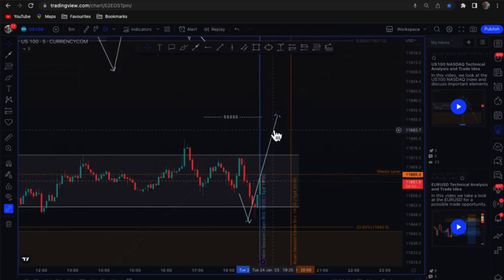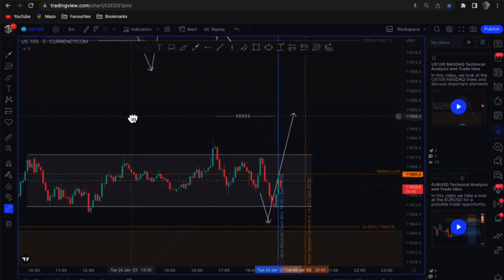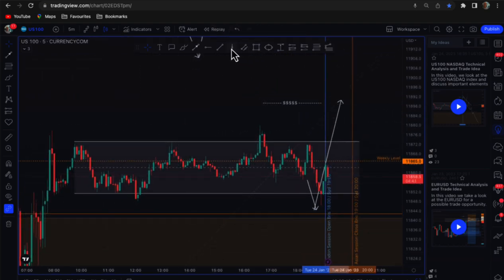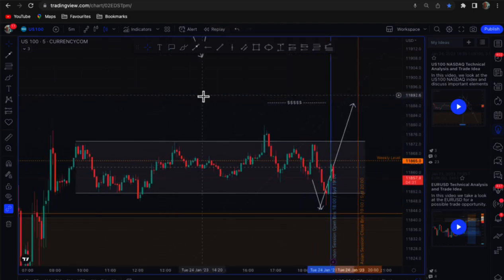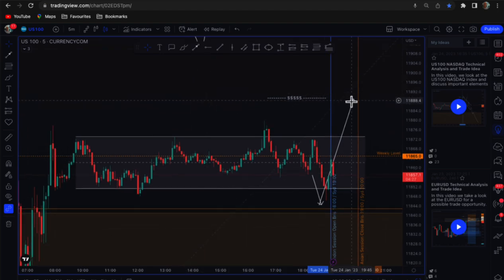I would like to see this attack this range up in here. It's already had a little bit of a stab at it here. I was hoping to see a bit more of an aggressive move. But anyway, we'll see how this shapes up, guys. That's my take on the US 100. Waiting for the opportunity to set up to short it.